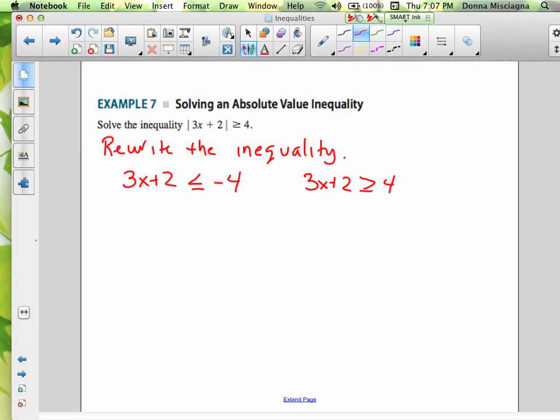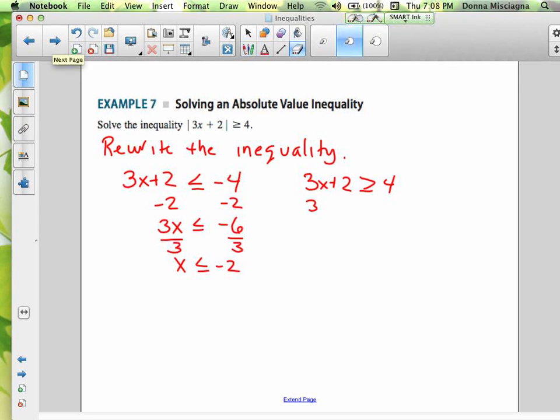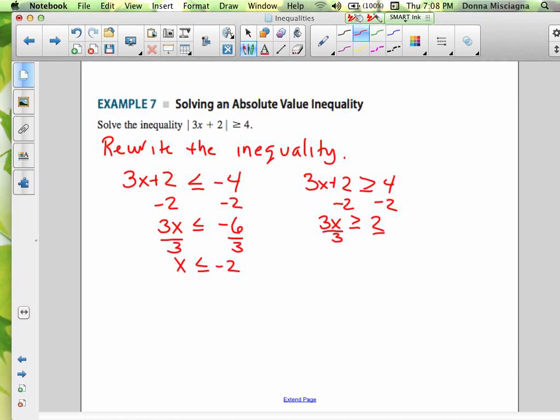All right, so now let's solve this one. We don't have too much to do here. We're going to subtract 2. So we have 3x is less than or equal to -6, and then divide both sides by 3. So x is less than or equal to -2. Over here, we're going to subtract 2 from both sides. So we had 3x is greater than or equal to 2, and then divide both sides by 3, so x is greater than or equal to 2/3.